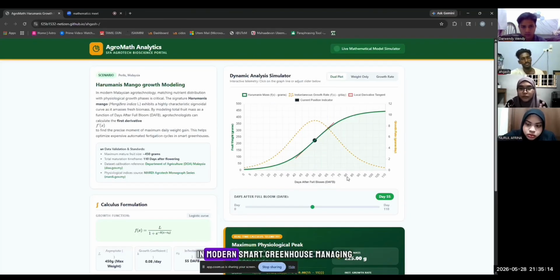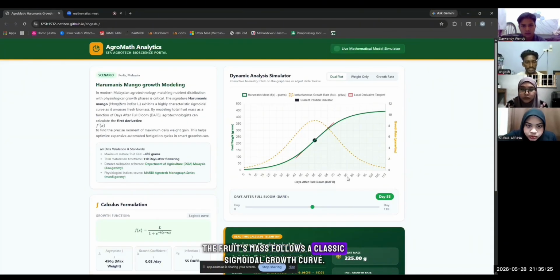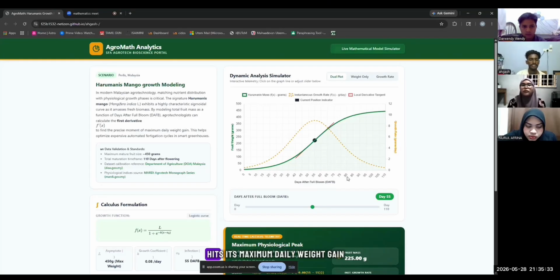In a modern smart greenhouse, managing automatic irrigation cycles can be incredibly expensive and wasteful if done blindly. The fruit mass follows a classic sigmoid growth curve. Without precise modeling, technology cannot easily pinpoint the exact day the fruit hits the maximum daily weight gain, a critical window where physiological changes demand highly optimized water and potassium inputs. Biologists address this by taking localized agrotech data and applying mathematical tracking to map this growth curve dynamically.